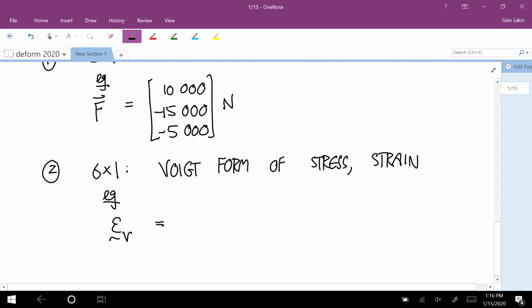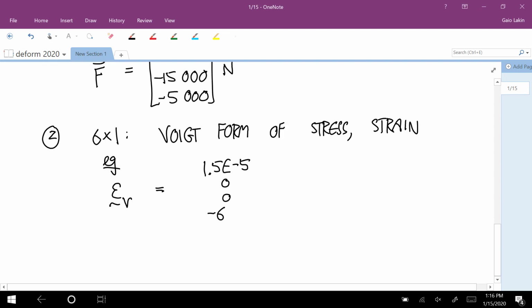And, you know, if you put a load on steel that isn't going to damage it, you can't even see the deformation in it, although it does deform. And so these values are always going to be really small. The kind of sizes we would see would be like 1.5 times 10 to the minus 5, negative 6 times 10 to the minus 6. 1, 2, 3, 4, 5, 6.